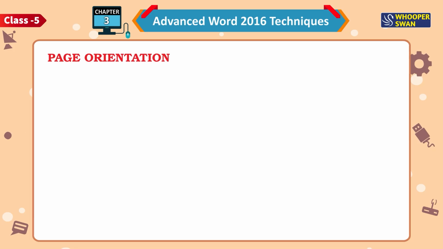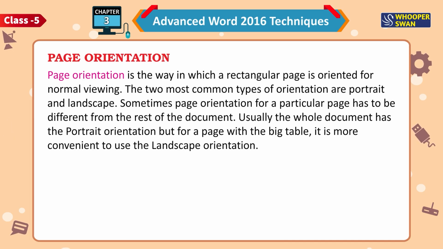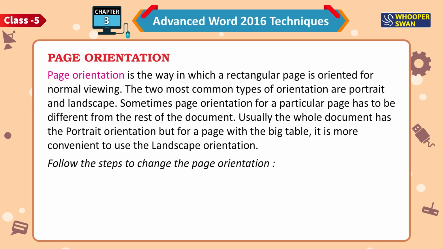Page orientation. Page orientation is the way in which a rectangular page is oriented for normal viewing. The two most common types of orientation are portrait and landscape. Sometimes page orientation for a particular page has to be different from the rest of the document. Usually the whole document has the portrait orientation, but for a page with the big table, it is more convenient to use the landscape orientation. Follow the steps to change the page orientation.